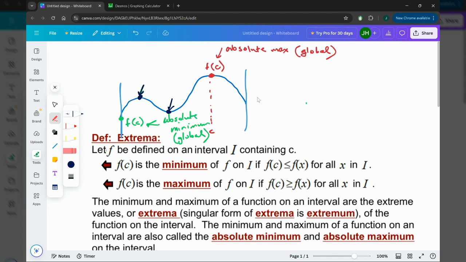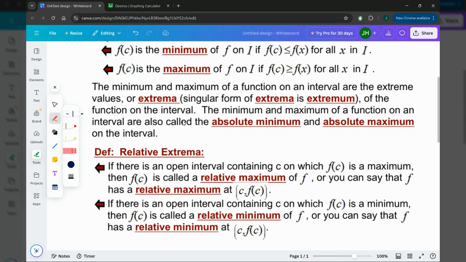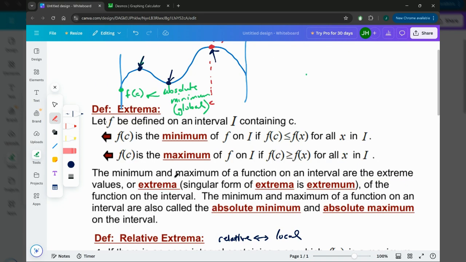Okay, so what's the difference? This point right here is actually a relative maximum as well. A relative maximum basically says if there is an open interval containing C on which f of C is a maximum, then f of C is called the relative maximum of f. Or we can say local maximum. When we say relative max or min, it's the same as saying local max or min. Now, what's the difference when we talk about relative maxes and mins or local maxes and mins?